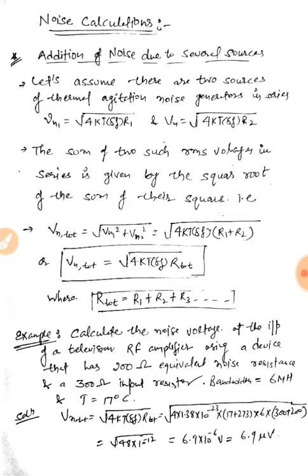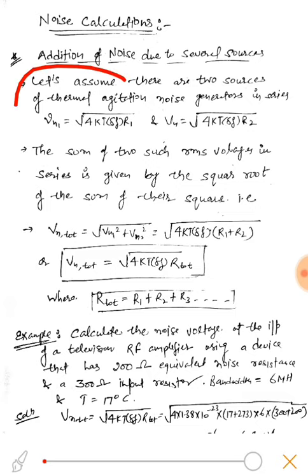We have already seen in the last lecture the noise voltage due to a resistive part, which was this one, that is under root 4kT delta f into R1. R is the resistance, delta f is the bandwidth, k is the Boltzmann constant, and T is the temperature.